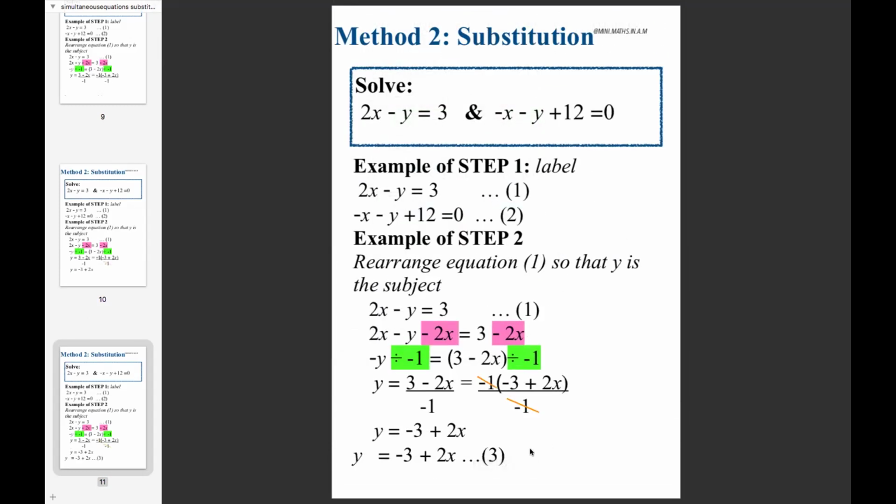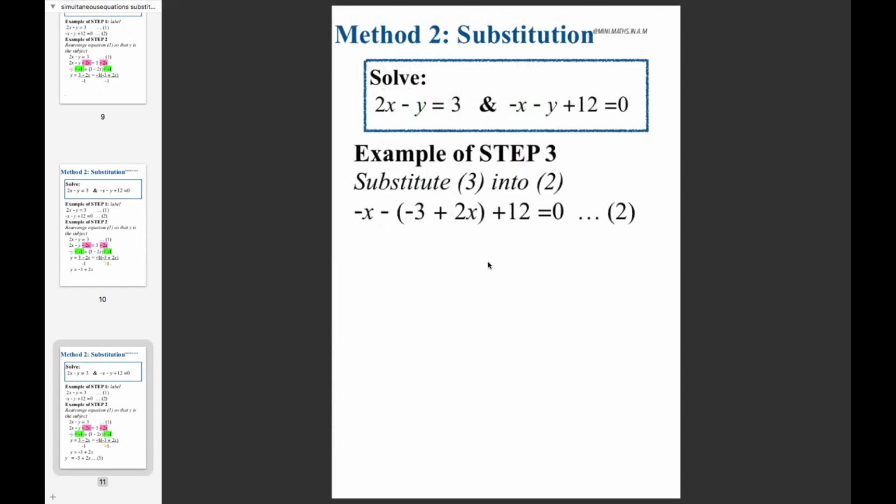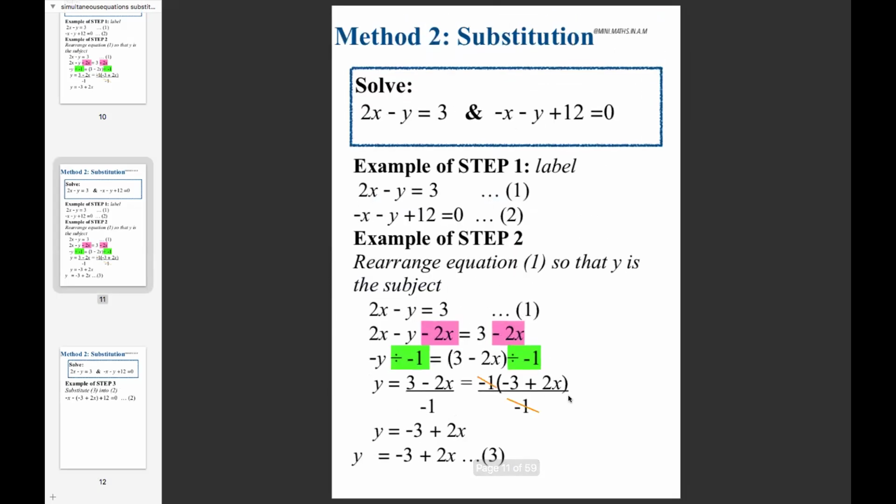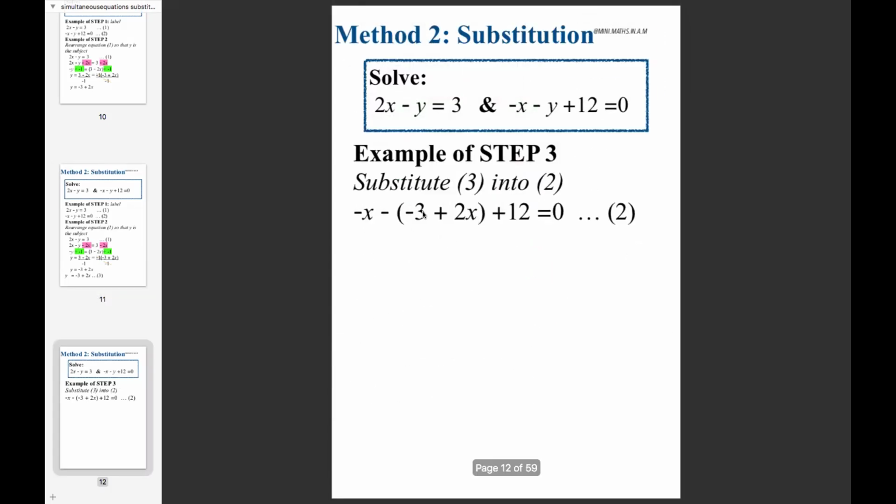And because we made equation 3 from equation 1, for the next step we want to bring in equation 2. And we see that here. So we're going to substitute our equation 3 into equation 2, and that brings this equation into the mix. Every time we see a y here, we replace it with our negative 3 plus 2x. And that's just what's happened here.